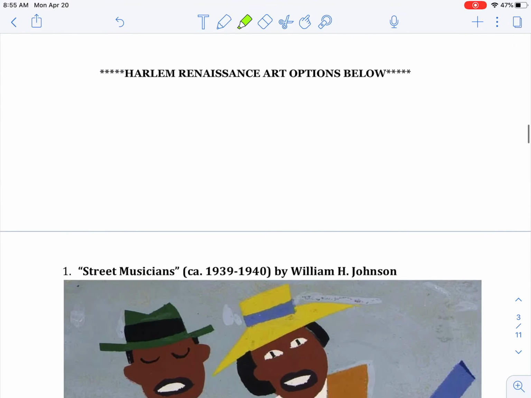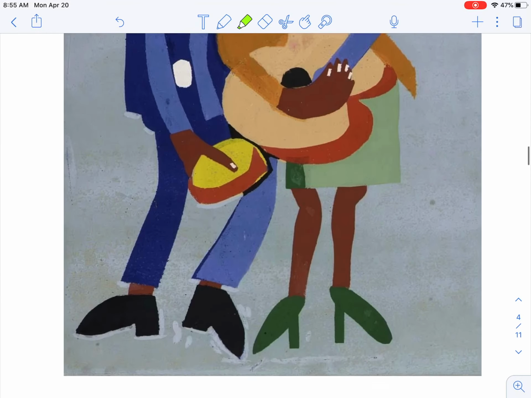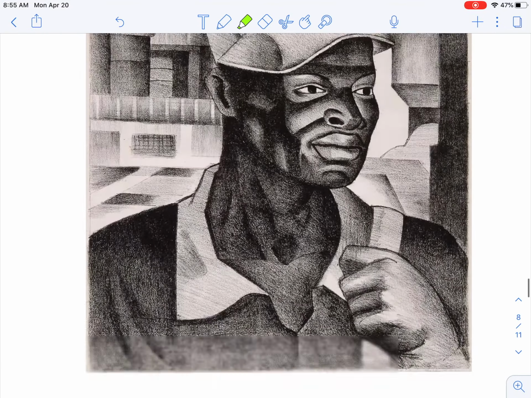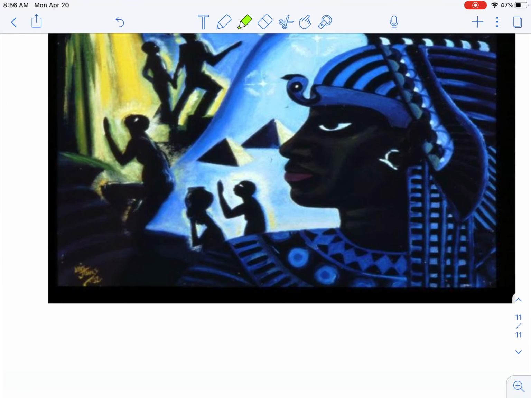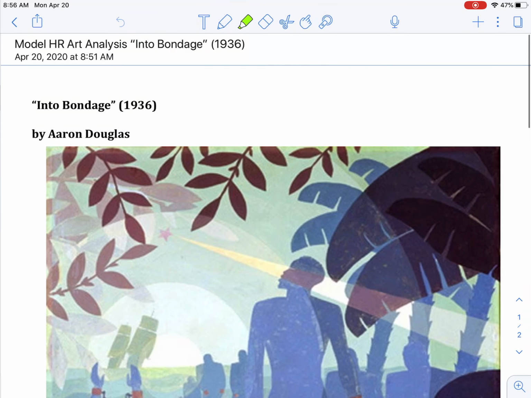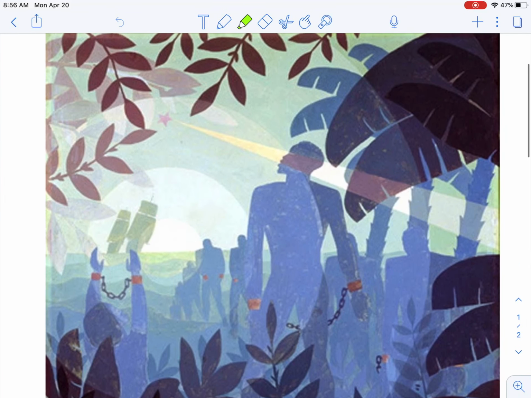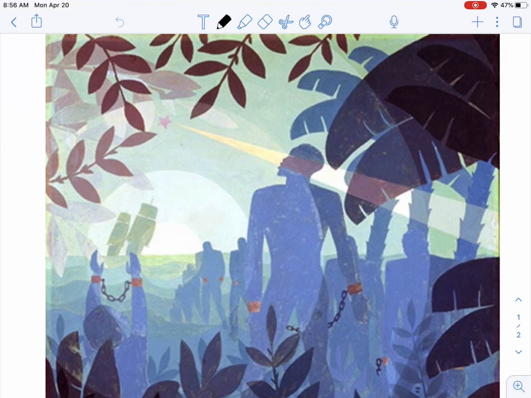So what I'm going to show you is you have down below the options a series of images that you will get to choose from. Okay, there are 8 in total. You can choose any one that you wish. For today's model, I've chosen a piece that's not listed so that you can get a chance to look through the analysis here.